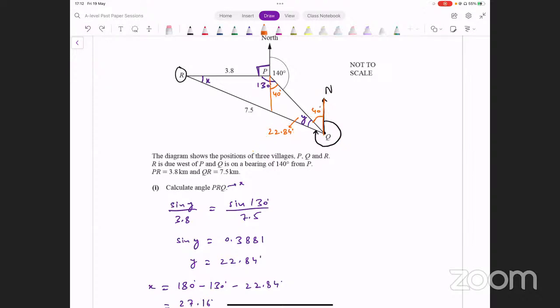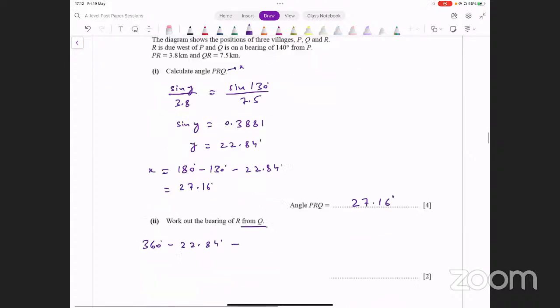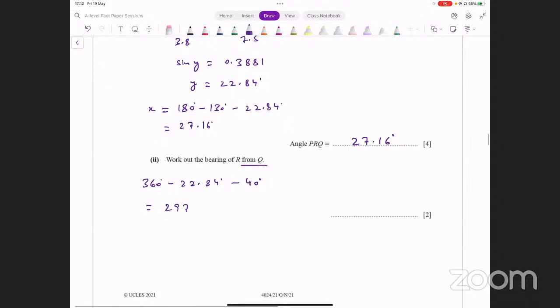Let's figure that out. बेयरिंग क्या होगी 360 minus 22.84 and 40. ये दोनों एंगल उसमें से माइनस कर देंगे तो हमारे पास बियरिंग आ जाएगी. Let's figure this out. 360 minus 22.84 minus 40, and that turns out to be 297.16. And that's our final answer here. This is the bearing that we're getting, 297.16 degrees. That is what we were looking for.